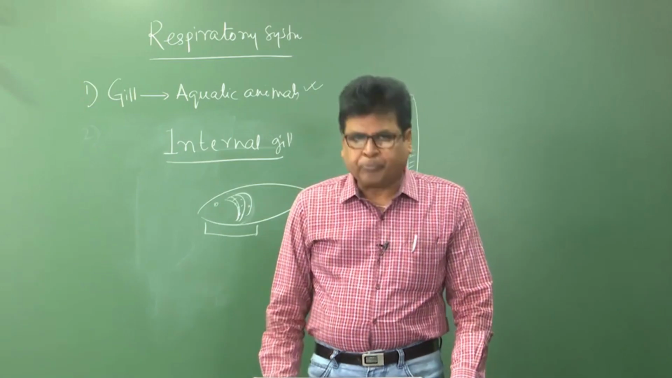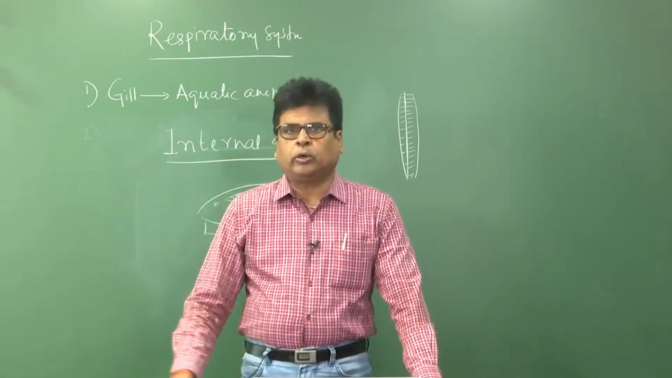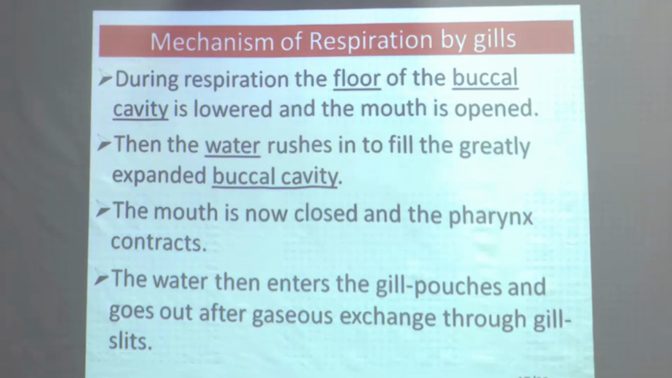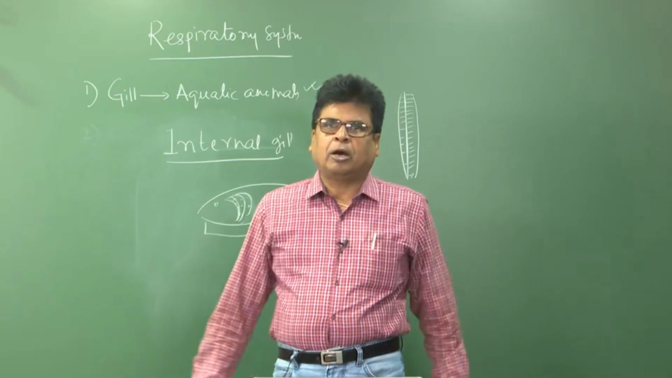Now, the mechanism of respiration that I have shown you in the picture. During gill respiration, the floor of the buccal cavity is lowered and the mouth is open. Then the water rushes in to fill the greatly expanded buccal cavity. The mouth is now closed and the pharynx contracts. The water then enters the gill pouches and goes out after considerable gaseous exchange through the gill slits. So this is the mechanism of gill respiration.